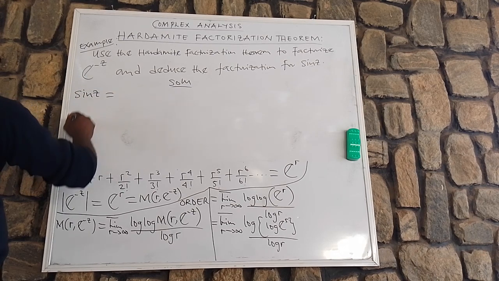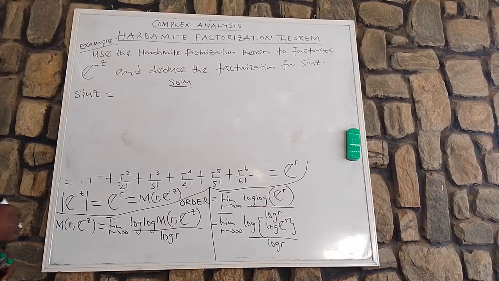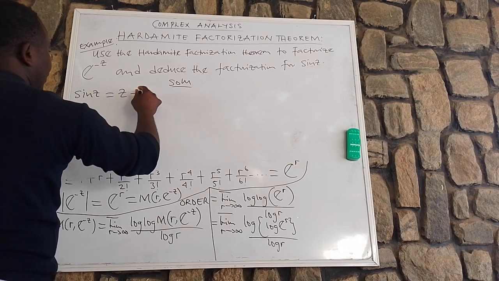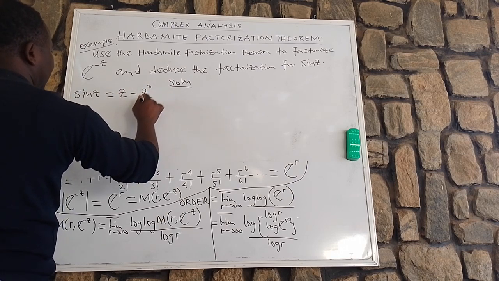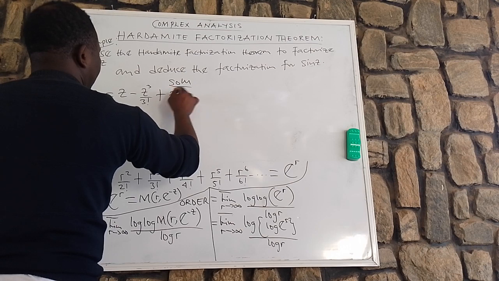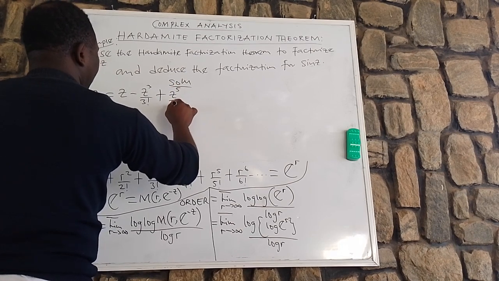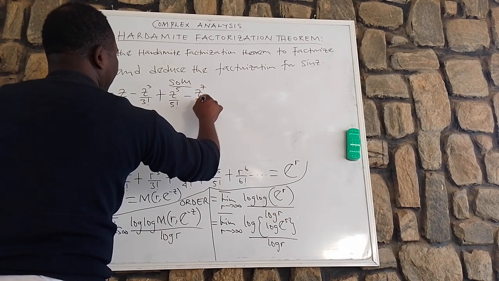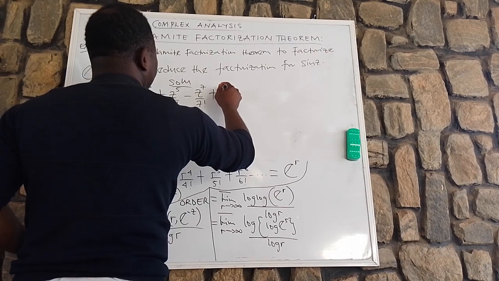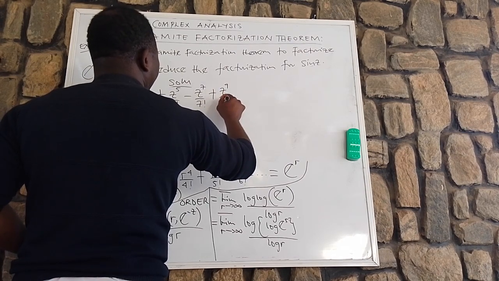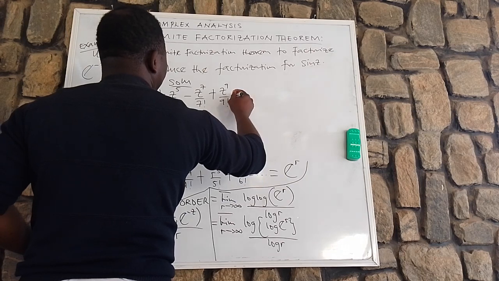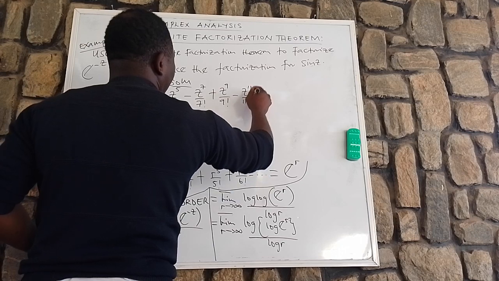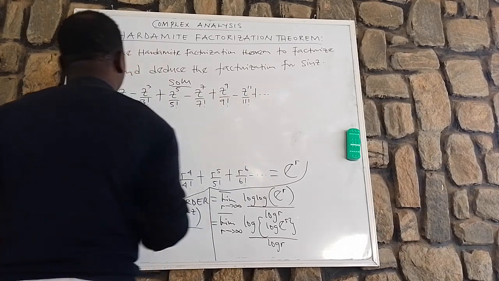We are still going to use Taylor series to factorize this. So if we are to use Taylor series, it means we are going to have z minus z raised to the power 3 all over 3 factorial plus z raised to the power 5 all over 5 factorial minus z raised to the power 7 all over 7 factorial plus z raised to the power 9 all over 9 factorial. Then this implies minus z raised to the power 11 all over 11 factorial. Then plus, true or false? Okay?